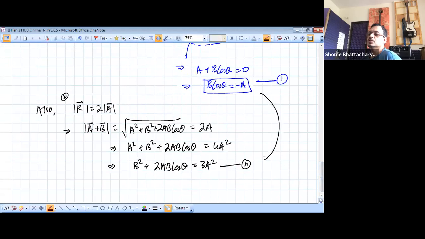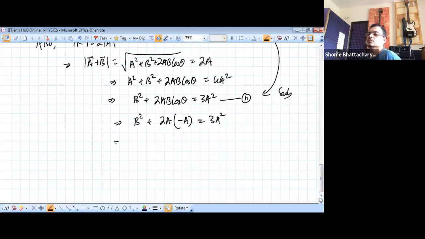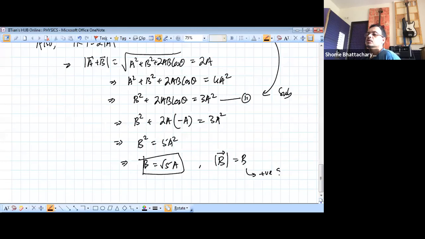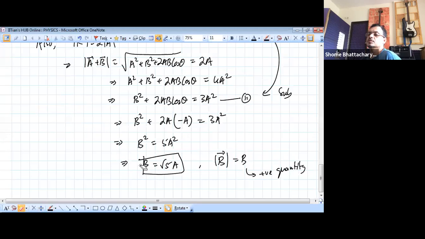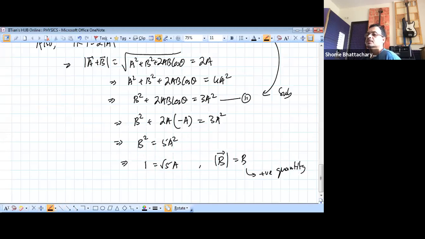So now substitute this over here. In this substitute, B cos theta is minus A. So B square plus 2A into B cos theta, which is minus A, is equal to 3A square. So as you can see, B square is becoming equal to 5A square. So magnitude of B will be root 5A. Mind you, it cannot be minus root 5A. B is the magnitude of a vector, so it's a positive quantity. You cannot have negative sign. That's why we eliminate that root of minus.